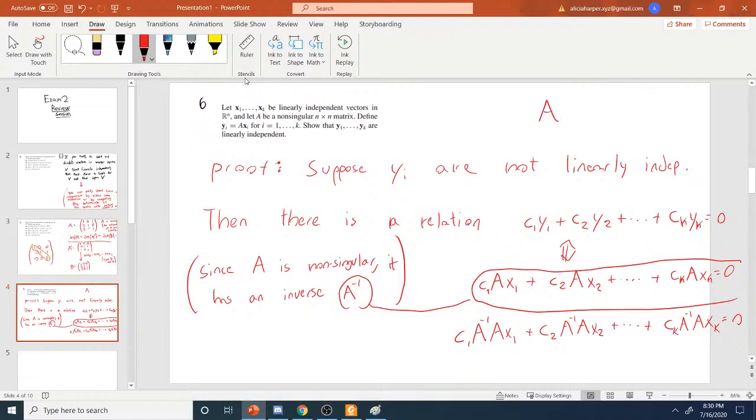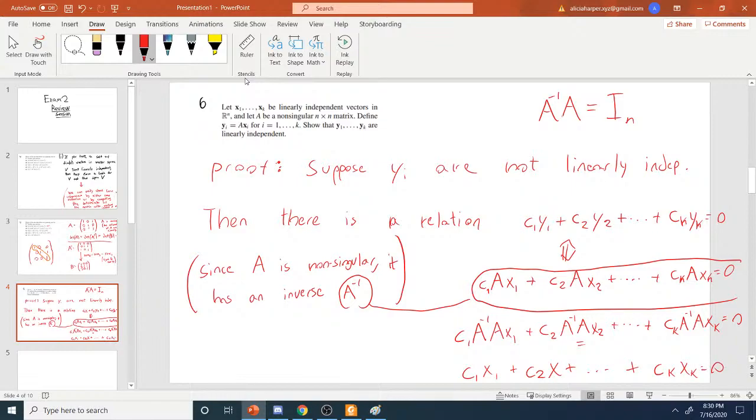Now we know that A inverse times A is the identity matrix. In particular, it's the n by n identity matrix. So when you multiply the xi vectors by the identity matrix, you just get them back. So this, in fact, is the same thing as C1 times x1 plus C2 times x2 plus and so on, up to ck times xk is equal to 0.